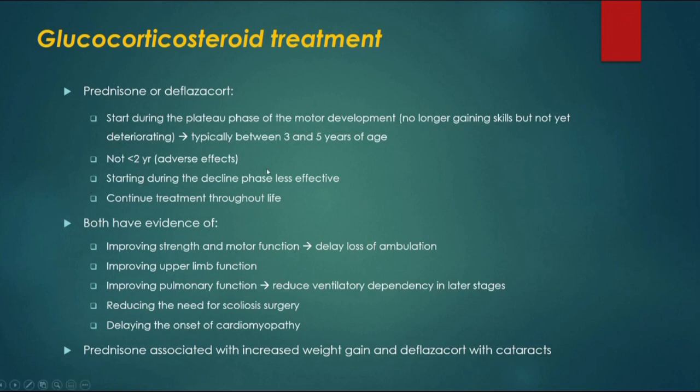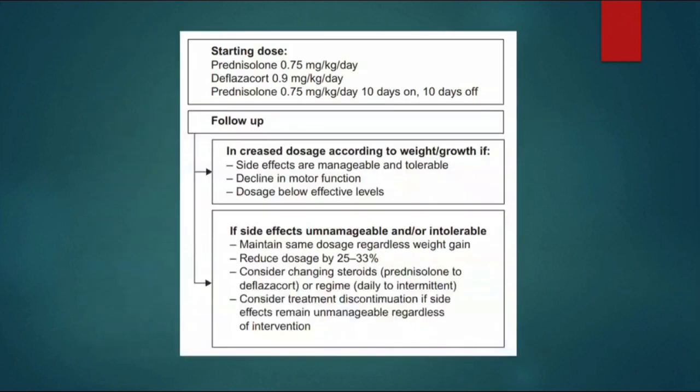Prednisone and deflazacort do not have much of a different side effect profile, but prednisone causes more weight gain compared to deflazacort, whereas deflazacort causes more cataracts compared to prednisone. The starting dose for prednisone is 0.75 milligram per kg per day, and deflazacort is 0.9 milligram per kg per day. The maximum for prednisone is 30, and deflazacort is 36 milligrams.